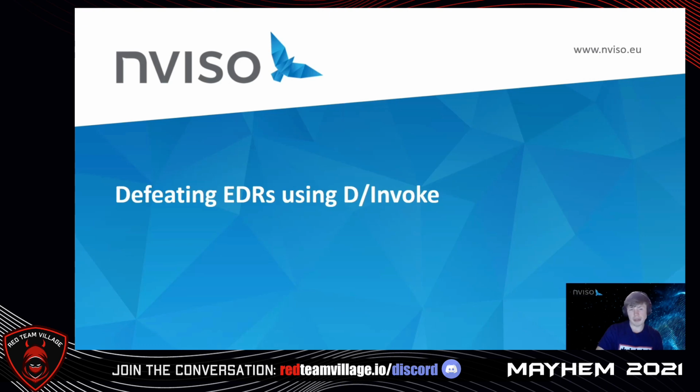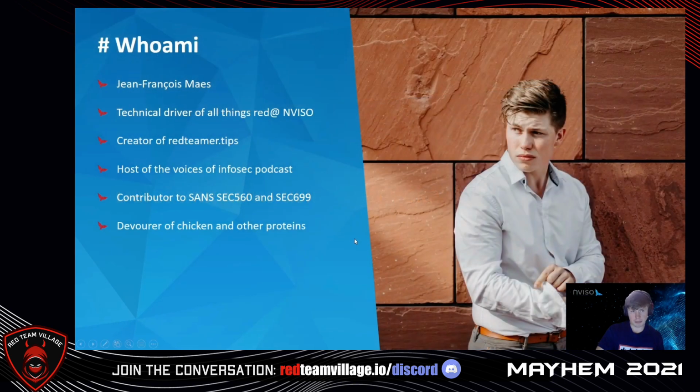People that are familiar with EDRs know that most EDRs also have kernel callbacks. The thing there is it's kind of hard to defeat kernel callbacks from user mode. It's a bit out of scope of this talk. So I'm just going to zoom in on the userland perspective of EDRs and how you can potentially defeat them using Invoke.